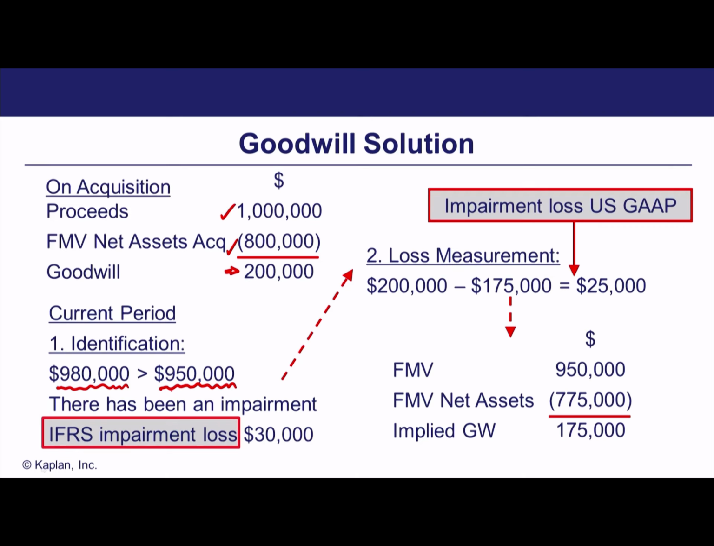Now, of course, IFRS would measure that impairment as the difference in the two figures. 980 compared to 950, IFRS would show an impairment of 30,000. So IFRS would take our 200,000 goodwill, it would reduce it to 170,000, and the 30,000 loss, of course, would go through the income statement as an unusual or infrequent item.